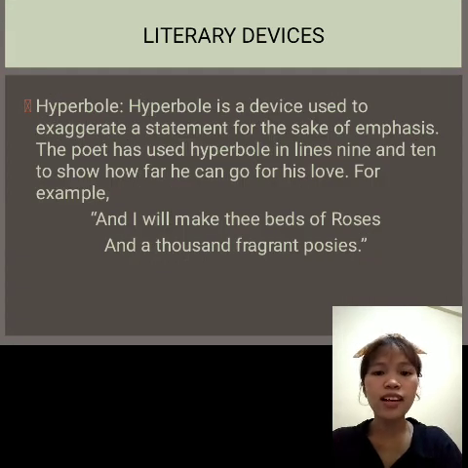The last literary device seen in the poem is hyperbole. Hyperbole is defined as a device used to exaggerate a statement for the sake of emphasis. The poet has used hyperbole in line 9, which is in the third stanza, to show how far he can go for his love. This is the stanza: "And I will make thee beds of roses and a thousand fragrant posies." It was an exaggerated statement that the shepherd used to make his love fall in love with him.